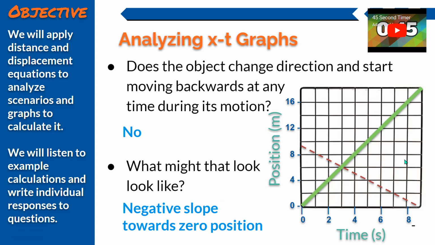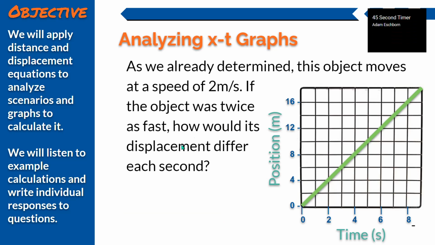Okay, so again, you can tell from these graphs information just like that. As we already determined, this object moves at a speed of 2 meters per second. If it were twice as fast, how would its displacement differ each second? So if it were twice as fast, what does that tell me about its displacement? What do you think, Annika?